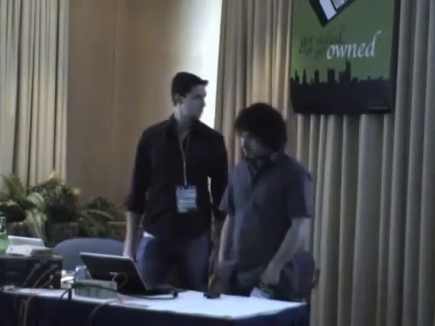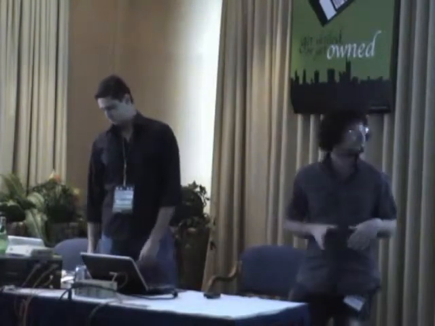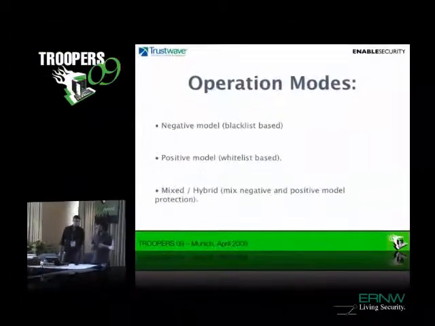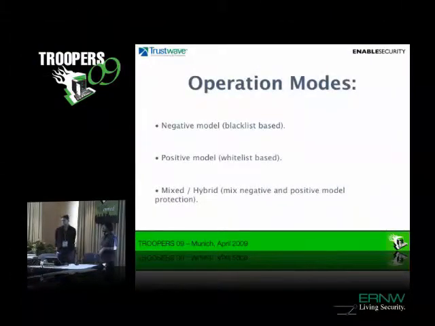So we're going to talk a bit about the models that web application firewalls make use of. You have the negative model, which is blacklist based. Like I said before, you have a list of signatures to look out for. Sometimes they're regular expressions, and if they match, you're going to block.